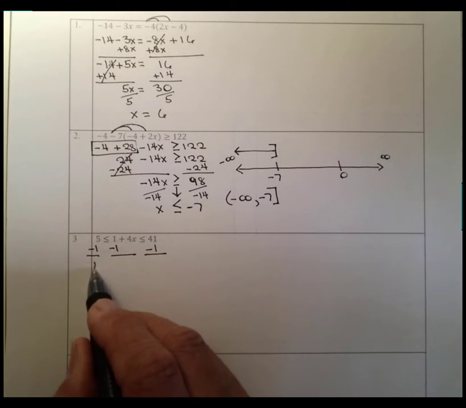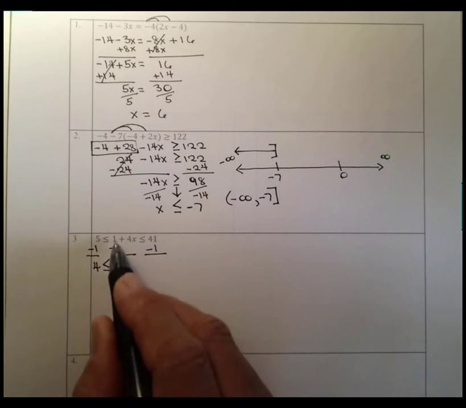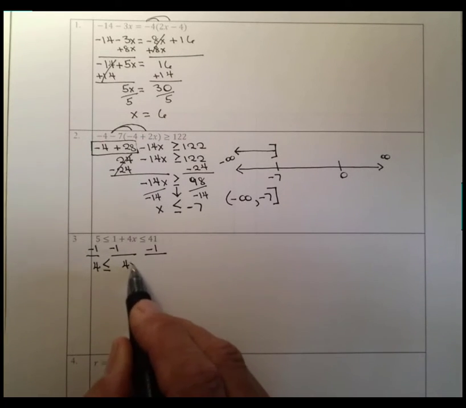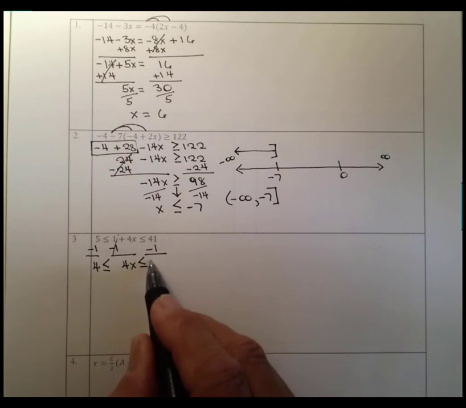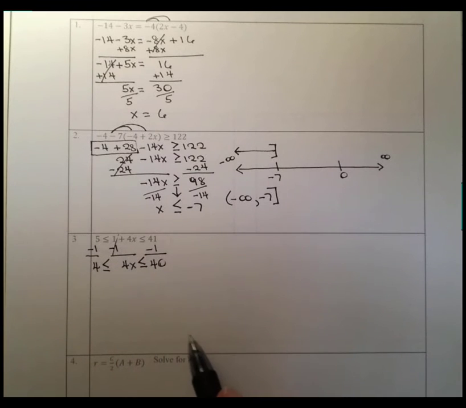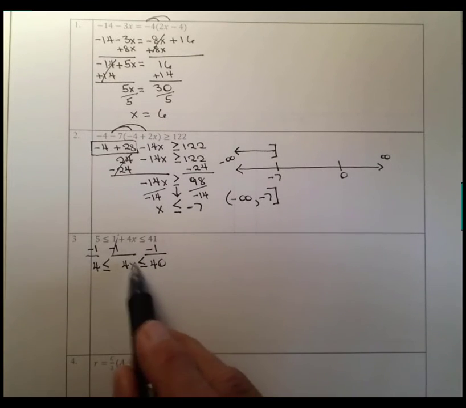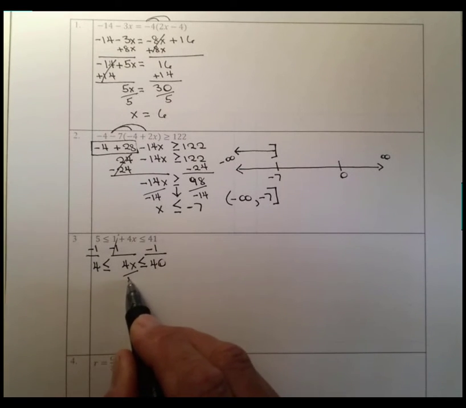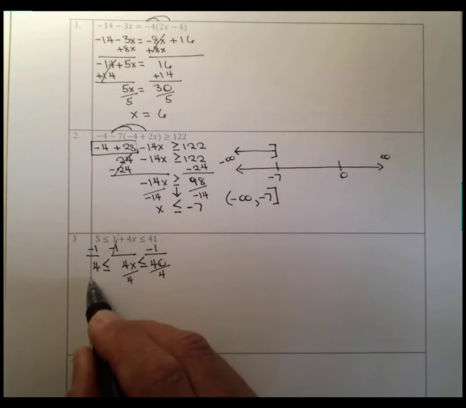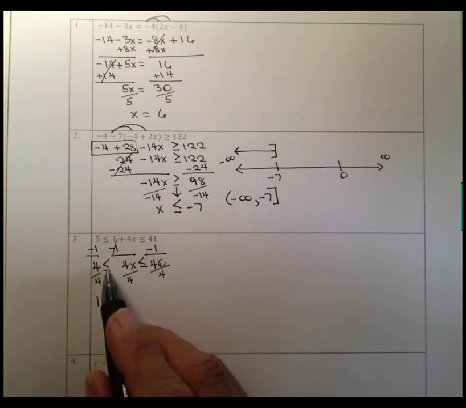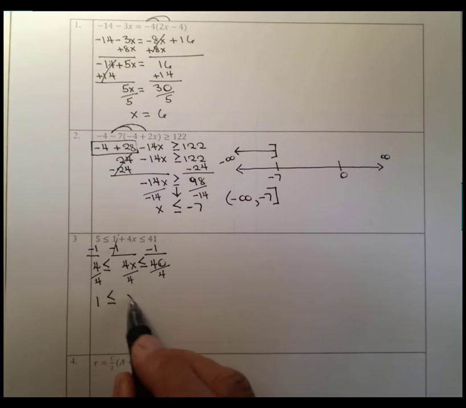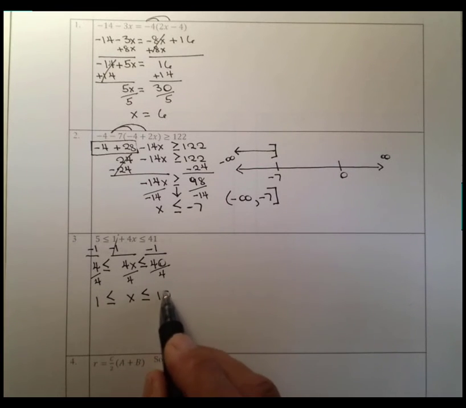That's 5 minus 1 is 4. Bring down my inequality sign, and this is a 4x in the middle because I got rid of my 1. And I'll bring down the inequality sign, and this is 41 minus 1, which is 40. The next thing I do is I look at my variable term. Yep, it's been isolated. It's all alone. So I can now divide by the coefficient. All three terms must divide by the coefficient. 4 divided by 4 is 1. I don't change the sign because I divided by a positive, right? 4 divided by 4 is 1 again. And here I've got 40 divided by 4, which is 10.